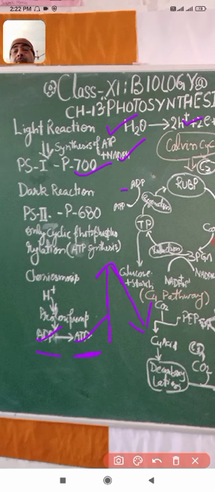My dear student, one thing more: PS2 does not perform the synthesis of NADPH. It performs only the synthesis of ATP, and this is called cyclic photophosphorylation. While in PS1, the synthesis of both ATP and NADPH takes place, and this is called non-cyclic photophosphorylation. So the synthesis of this ATP molecule is called photophosphorylation.